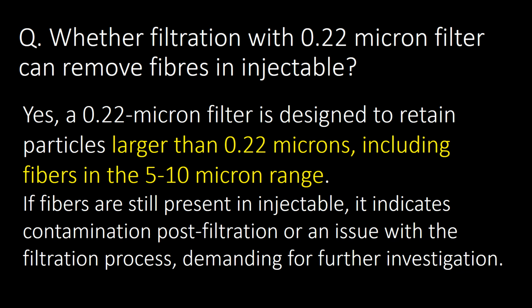Whether filtration with a 0.22 micron filter can remove fibers in injectables? Direct answer is yes. A 0.22 micron filter is designed to retain particles larger than 0.22 microns, including fibers in the 5 to 10 micron range. If fibers are still present in injectable, it indicates contamination post-filtration or an issue with the filtration process, demanding further investigation.